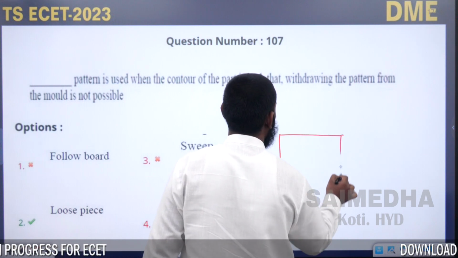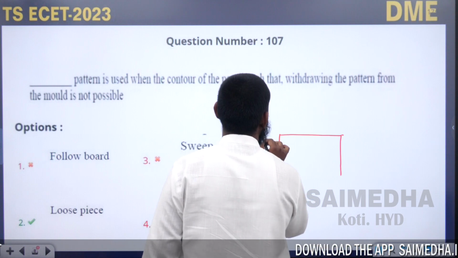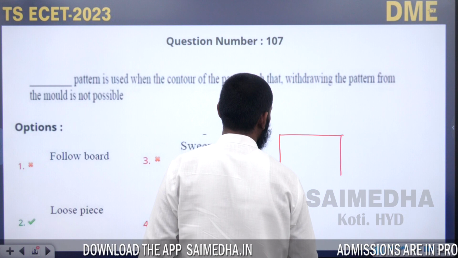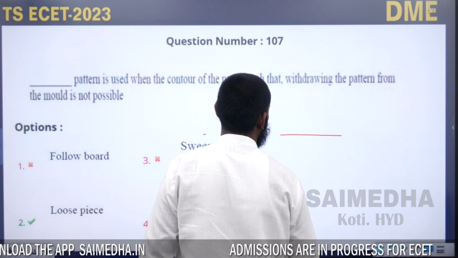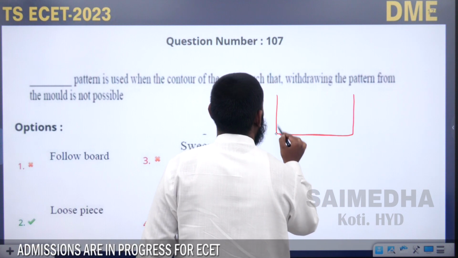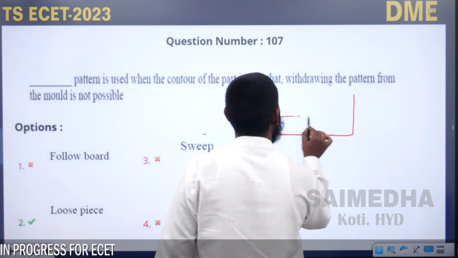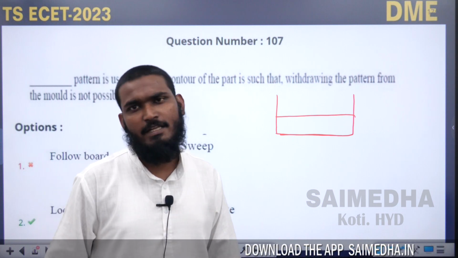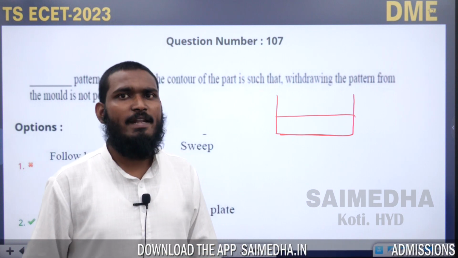Suppose this is a mold cavity. Or else let us take this part as a mold cavity we are having. Now if you place a rectangular pattern like this, it will be removed very easily.